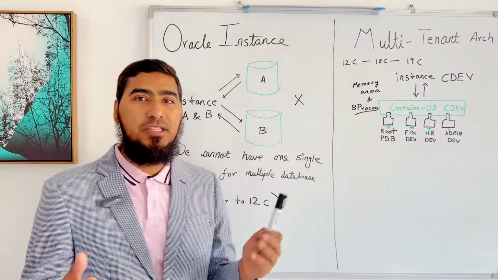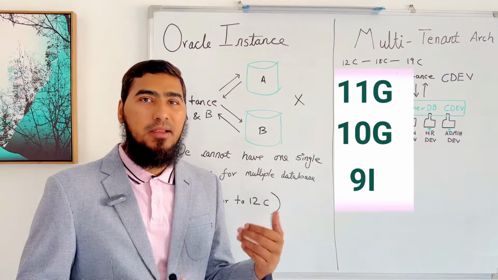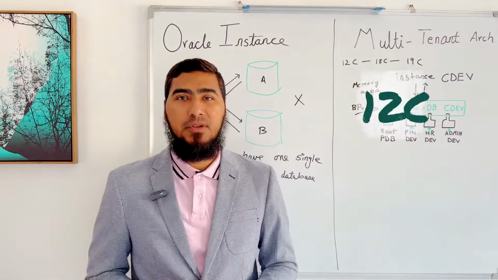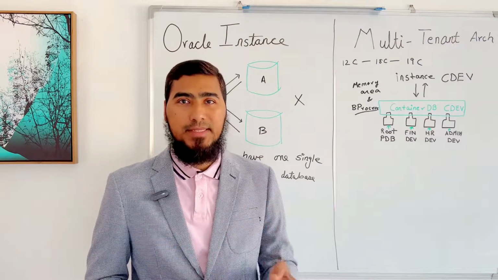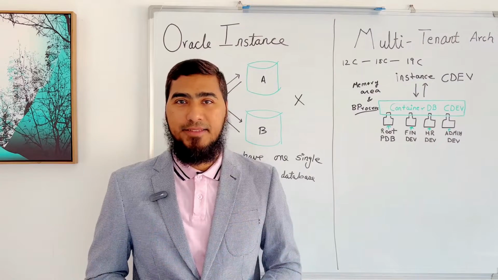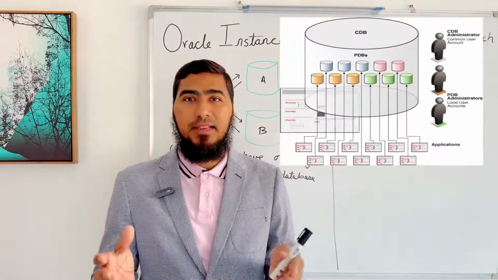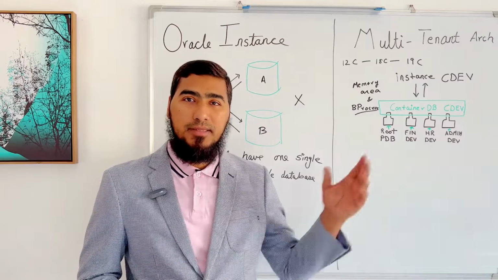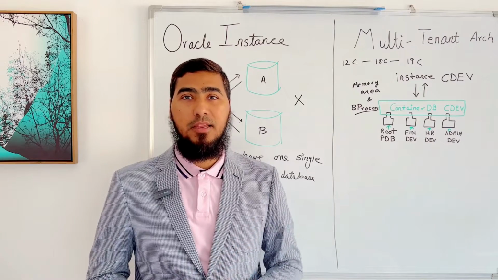So this architecture was in 11g, 10g, 9i, like that. But something interesting happened in the 12c version, and it is still in 19c. 12c, 18c, 19c. There is a big change in the architecture. In 12c, C stands for containerized or cloud ready. So let us understand with an example what the changes in 12c are in terms of architecture.